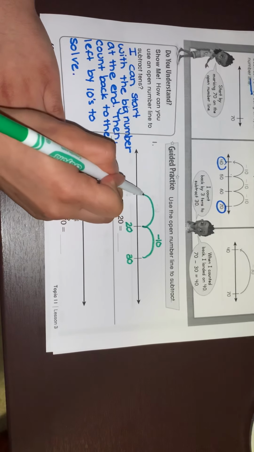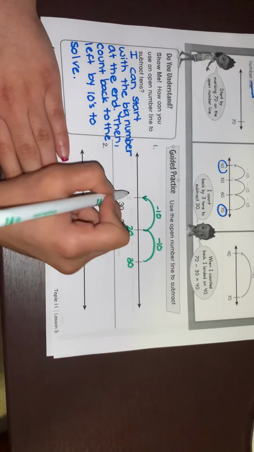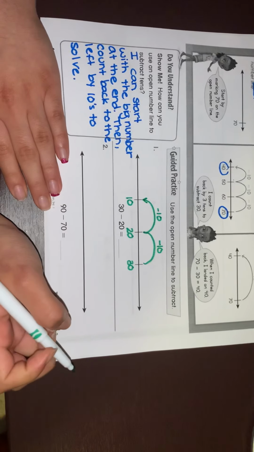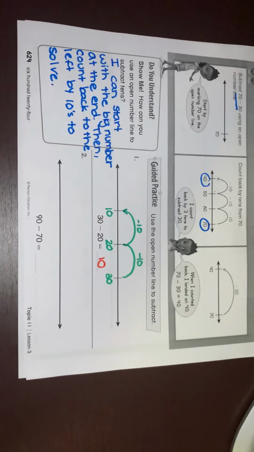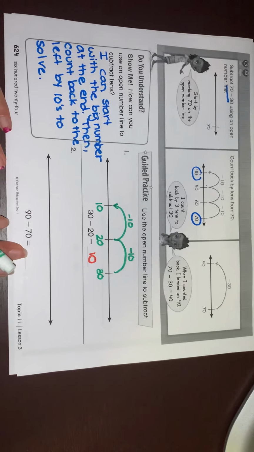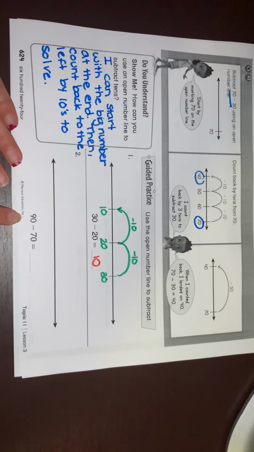20 minus 10 is equal to 10. So 30 minus 20 is equal to 10. Now I will give you the hundreds chart to use if you need help counting back by 10, because it is a little trickier. So we're going to go ahead and do number two together.